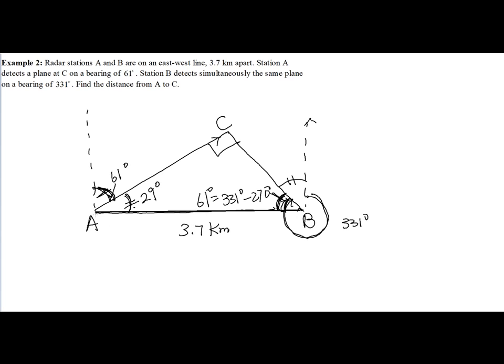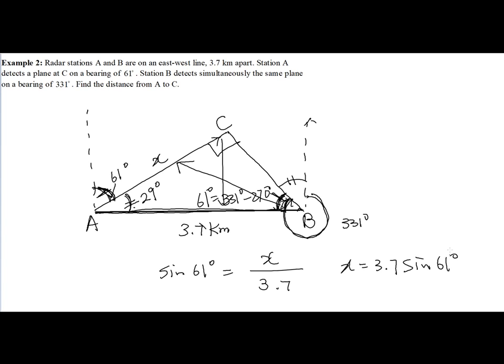Now the distance between AB is 3.7 kilometers. The question says find the distance of AC, which I'm going to label as the variable X. Now X is opposite of 61 degrees and 3.7 is opposite of 90 degrees, so 3.7 is acting as the hypotenuse. So sine 61 degrees is opposite over hypotenuse. So X is equal to 3.7 times sine 61 degrees.